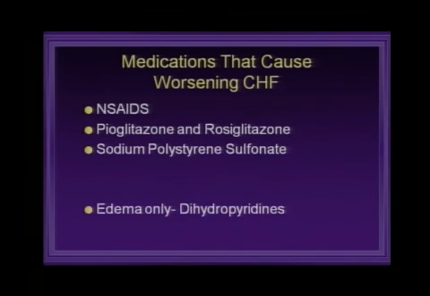So just to finish up here with some medicines that can worsen heart failure: nonsteroidals, pioglitazone, rosiglitazone, and remember that Kayexalate is a sodium-potassium exchange resin, so people can get a little higher sodium level when they're taking that. Dihydropyridines, drugs like nifedipine, felodipine, amlodipine, cause a lot of peripheral edema, but they don't cause heart failure. They just cause peripheral edema. So they're not on the list for heart failure, but they do cause a lot of edema.